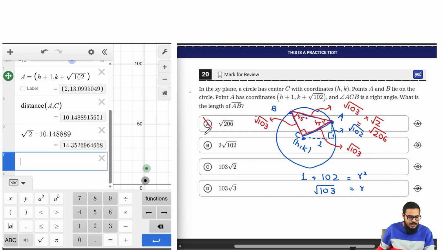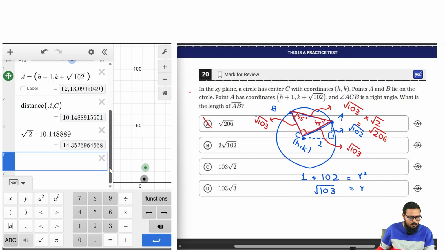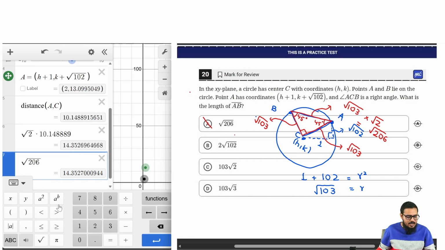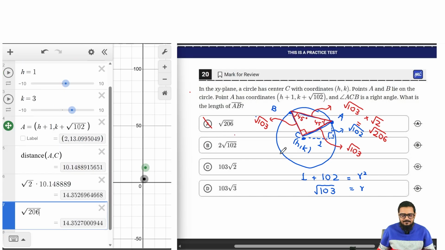Now, I can just type these answer options onto my calculator and see which one of them matches 14.35. For example, if I type under root 206 on the next line, to understand the decimal value of root 206, I'm getting 14.3526, approximately equivalent to the value I was getting initially, which is why answer option A should be the right choice for this question.